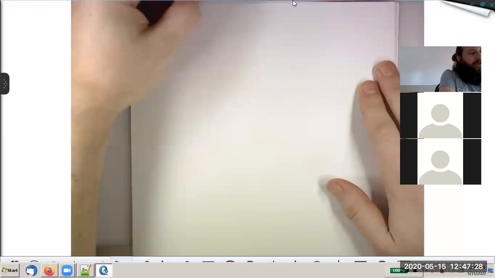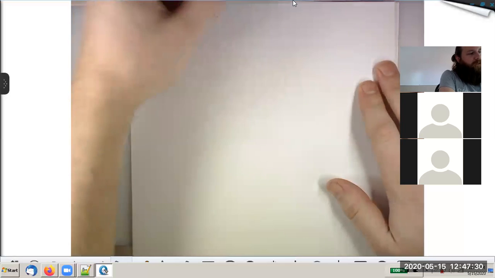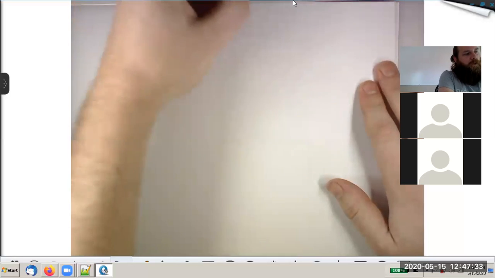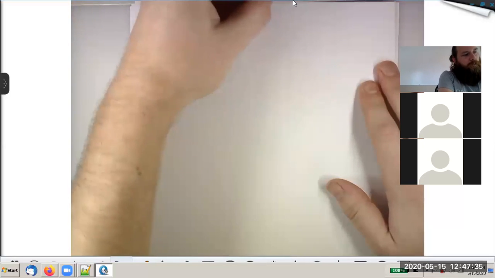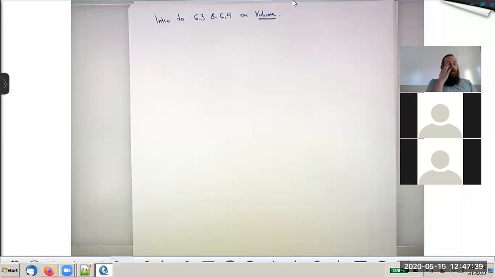So, intro to sections 6.3 and 6.4, which are on volume. Volume is a measure, right? It's something that we measure, and it is a measure of size that we use for objects which are three-dimensional.